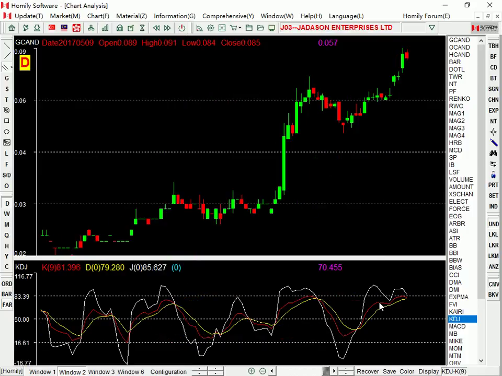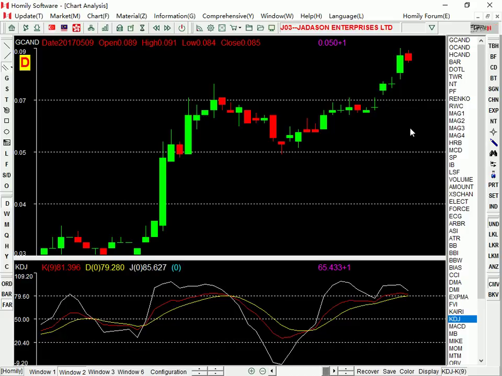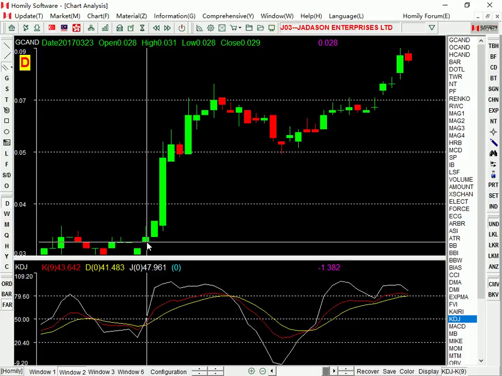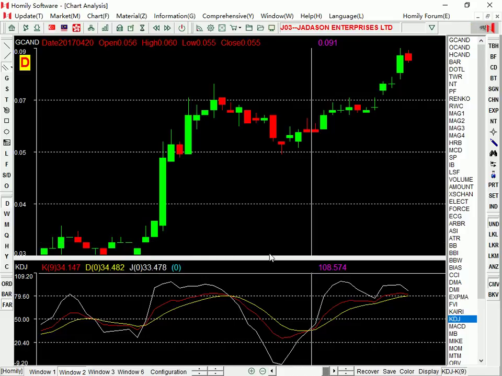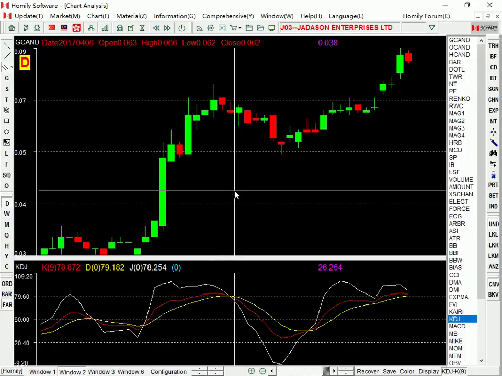This one is for strong stocks, right? So we can see this stock. Where is the good buy point? Here, can we buy or not? Yes, it's the buy point. Here is another buy point. Here is the sell point. So if you buy around here and sell here, you can catch some short-term profit.